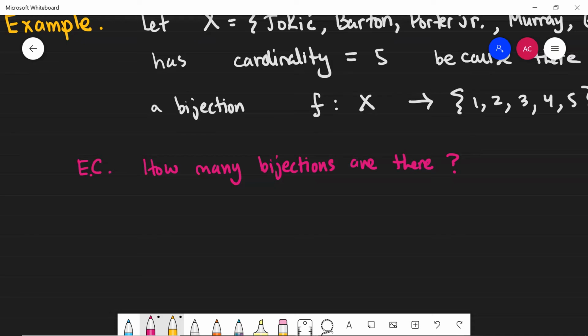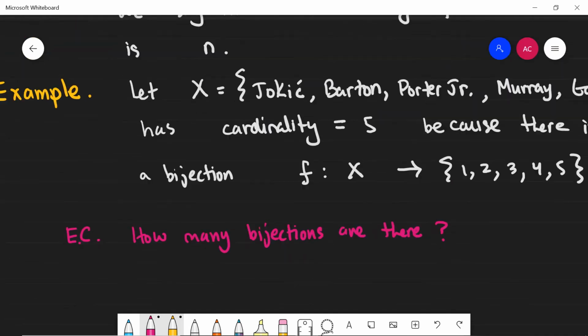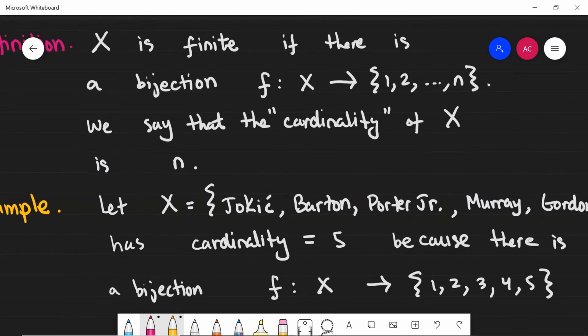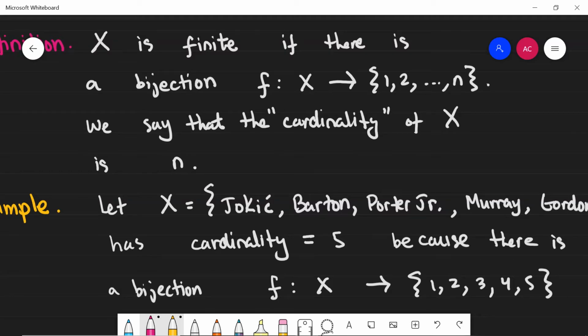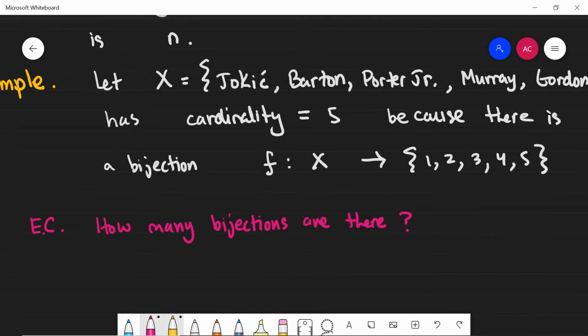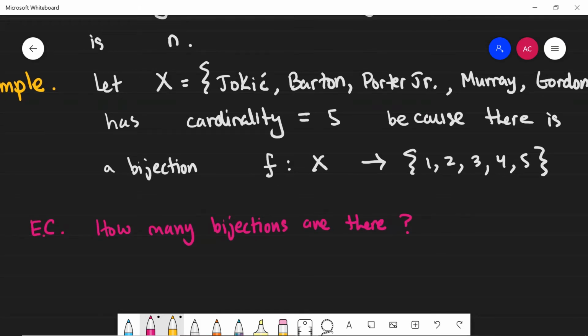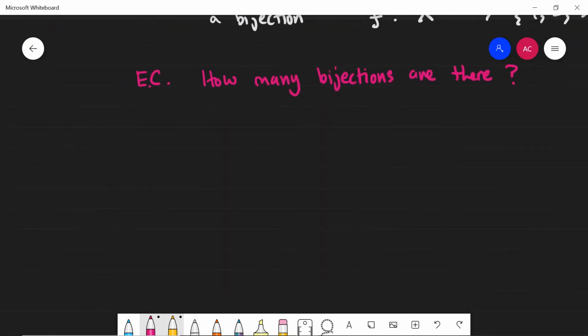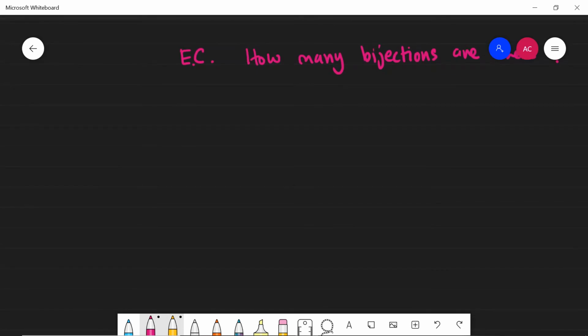Now, just keep in mind that in the definition of cardinality and finiteness of a set, you just need the existence of a bijection. It doesn't say anything about the existence of a unique bijection, because if I give you a bijection, someone else might give me a completely different bijection. So I want to ask how many bijections there are in this specific example.